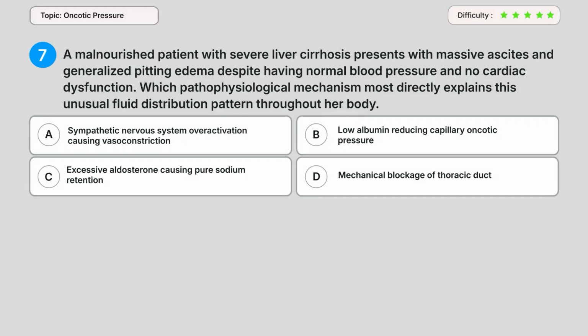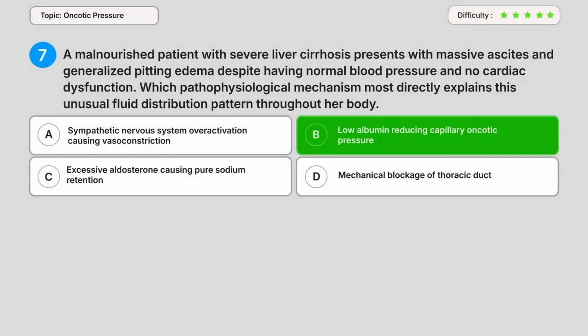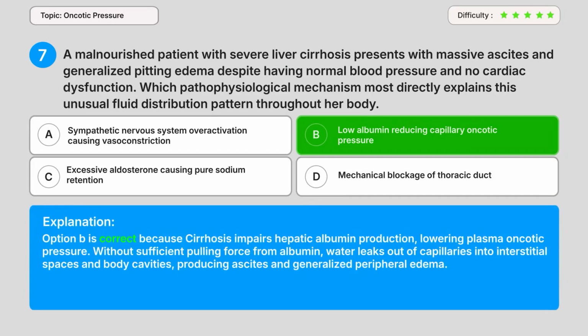Correct answer. B. Low albumin reducing capillary oncotic pressure. Cirrhosis impairs hepatic albumin production, lowering plasma oncotic pressure. Without sufficient pulling force from albumin, water leaks out of capillaries into interstitial spaces and body cavities, producing ascites and generalized peripheral edema.